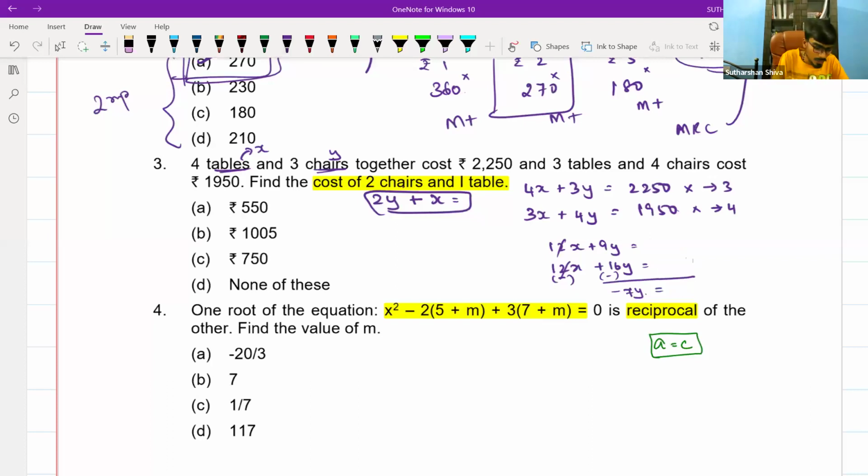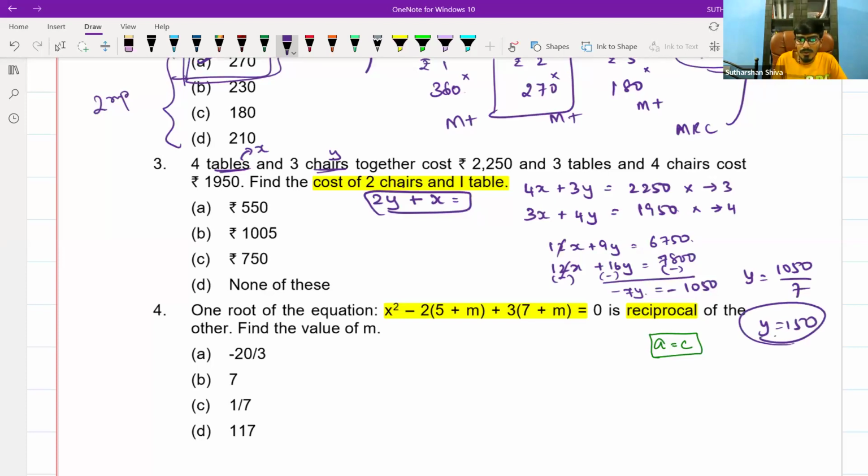Sorry. Fine. 2250 into 3 will become 6750. Then 1950 into 4 will become 7800. Sign will change. If I get cancelled, minus 1050. Then y will become 1050 divided by 7. Minus will get cancelled. Y will become 150. So y is 150.